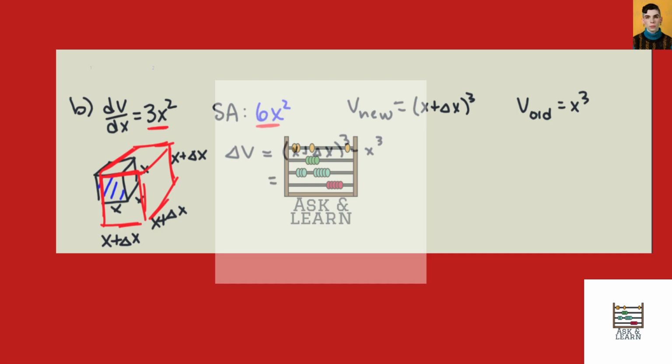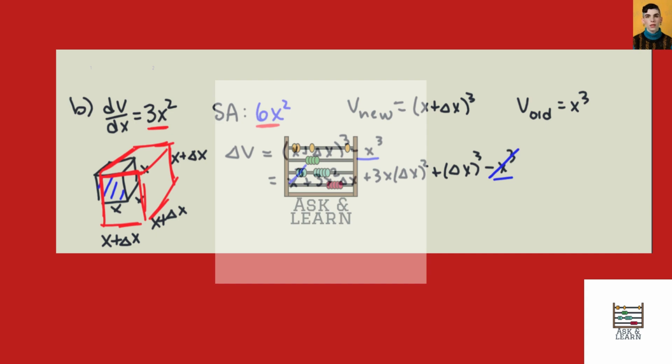So the change in volume is going to be, we have to cube this binomial, and so you're going to have to work that out either using the binomial theorem or just multiply x plus delta x times x plus delta x times x plus delta x. Do that very carefully, and you're going to get x cubed plus 3x squared delta x plus 3x times delta x squared plus delta x cubed. And then we still have the minus x cubed at the end, subtracting the volume of the old one. Notice that we can cancel the x cubed and the minus x cubed. So this is our change in volume.